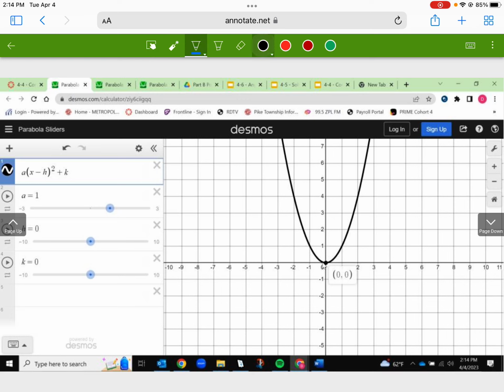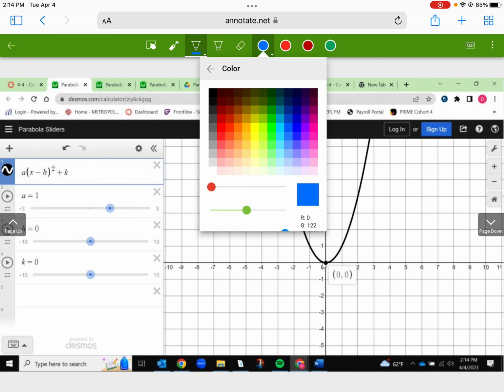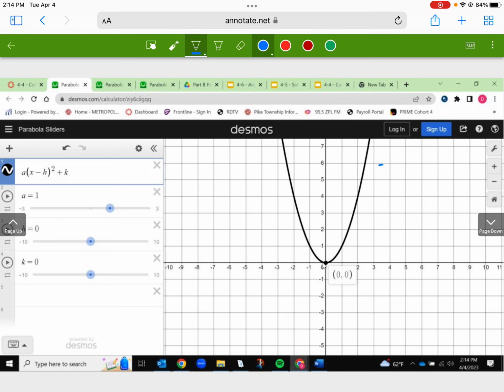I'm going to do it in blue. Y equals x minus 2 quantity squared plus 4. Okay? So here's my parent graph. I'm leaving the parent graph up here so you can see what it looks like.